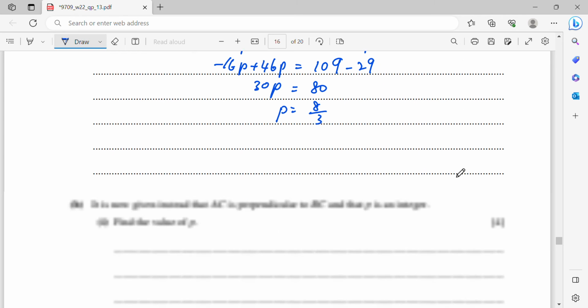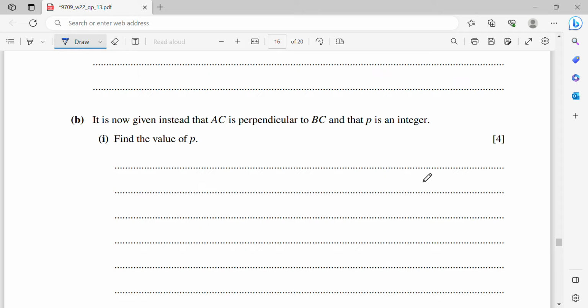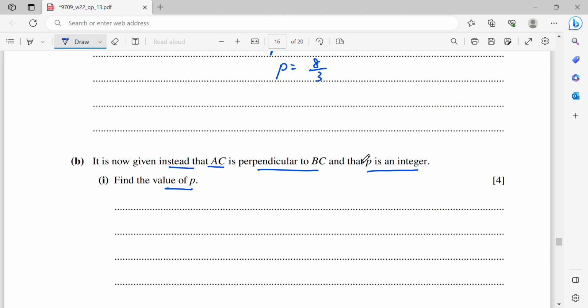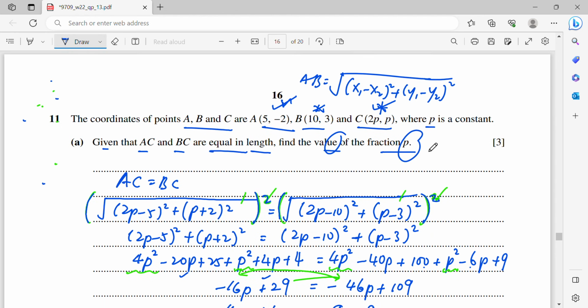Okay, so let's move on to b. Now it's given instead that AC is perpendicular to BC and that p is an integer, find the p value. So we don't use back the previous p value. So now AC is perpendicular to BC. Now perpendicular means that the multiplication of both gradients will be negative 1.